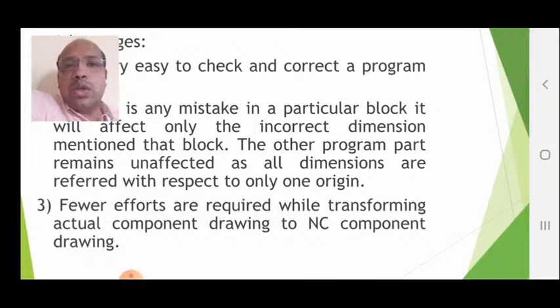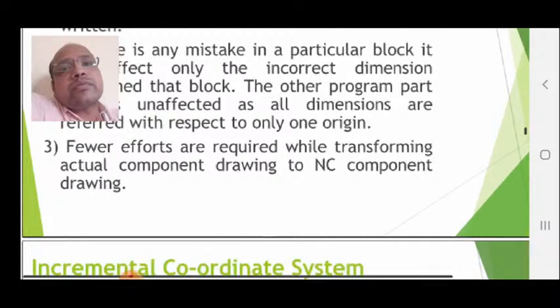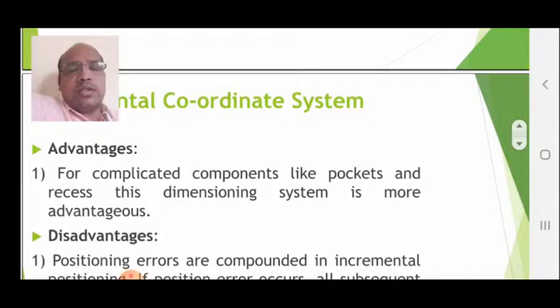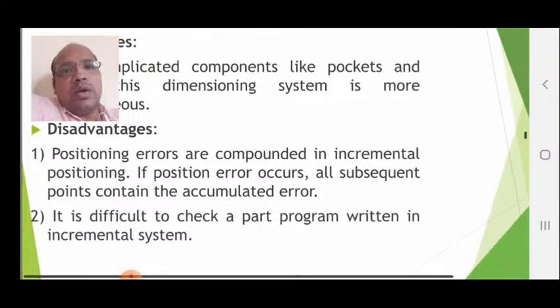We should consider origin for writing each dimension. Fewer efforts are required while transforming actual component drawing to NC component drawing. Then let us see what is the advantage of incremental coordinate system. For complicated components like pockets and races, the dimensioning system is more advantageous. And what are the disadvantages?